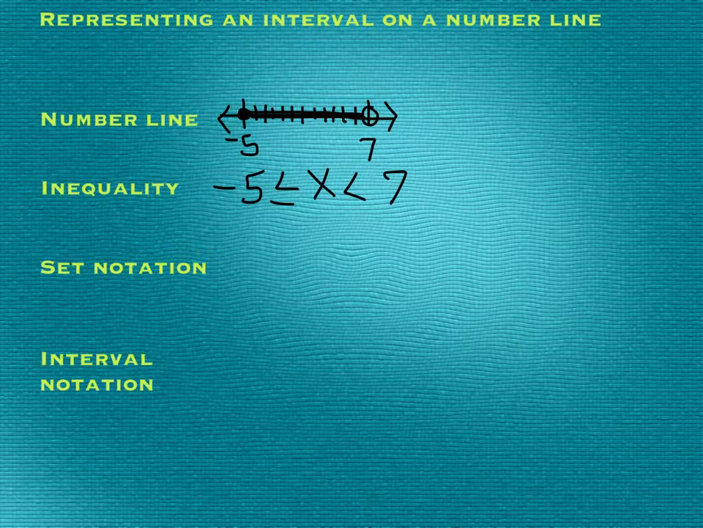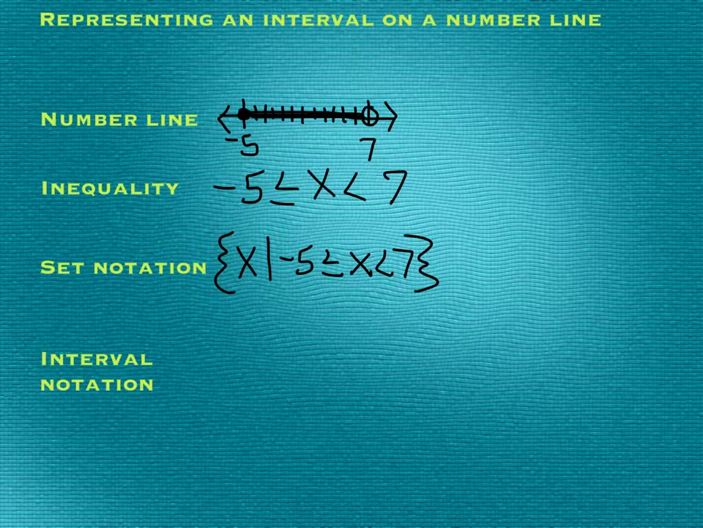Set notation is this fancy looking notation. It's got a brace, and then it has the variable, so in this case we'll say x, and then there's a bar, and that bar means given. And then you just put your inequality. -5 is less than or equal to x is less than 7. So it's just a fancier way of writing an inequality inside a set. So that set reads x given, -5 is less than or equal to x is less than 7.